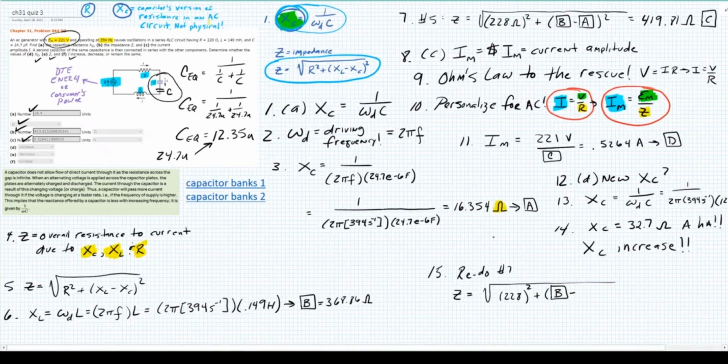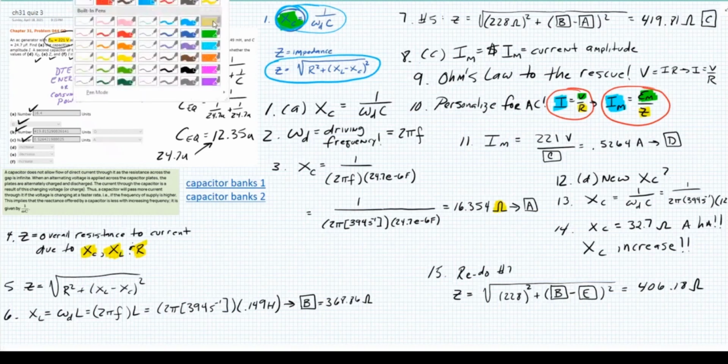Okay, minus my capacitive reactance, store alpha E. That's all squared. So here's my new impedance, 228 squared plus alpha B minus alpha E, quantity squared, square root of all of that, 406.18 ohms. So this is a decrease.